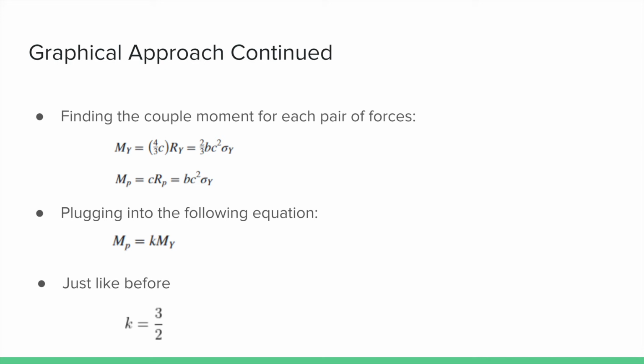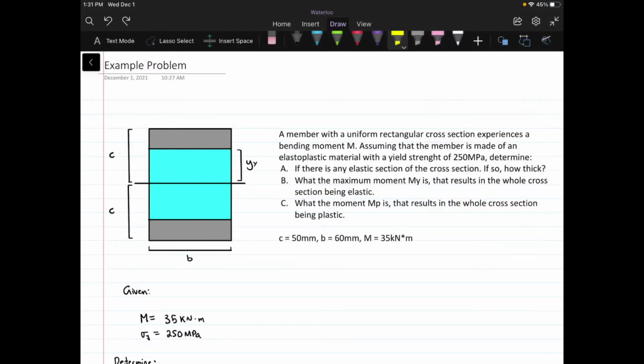So now we know that for any general cross-section, we can use the graphical approach to get the shape factor, and then from there we could just use the basic stress equations to get the max elastic moment, and now we have a way to solve for the max bending moment. The next section of this lecture is the example problem.